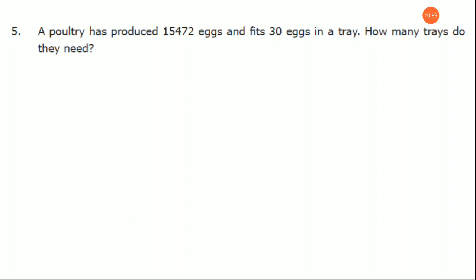Okay. Now, it is producing 15,472 eggs and fits 30 eggs in a tray. Each tray is having 30 eggs. How many trays do they need? So, the eggs number is large, and for each tray they are going to have 30 eggs. So, how will they solve? You have to divide and find the answer. Is it clear, children?